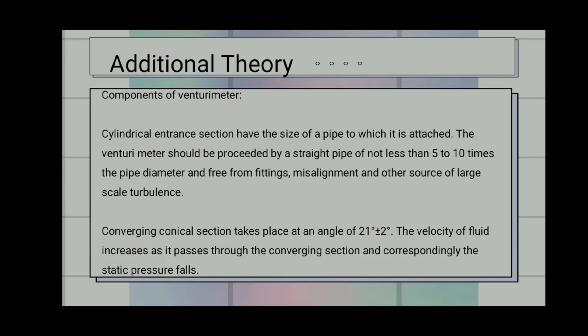Converging conical section takes place at an angle of 21 degrees plus or minus 2 degrees. The velocity of fluid increases as it passes through the converging section and correspondingly the static pressure falls.